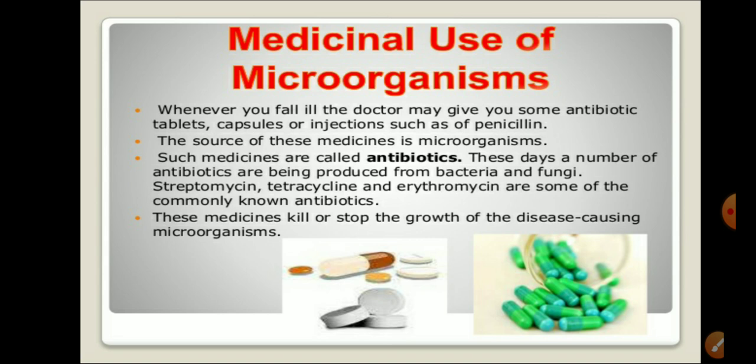So this penicillin is obtained from what? From the fungus penicillium. The source of this medicine is microorganisms. From where are these medicines obtained? The main source is microorganisms. Such medicines are called antibiotics.